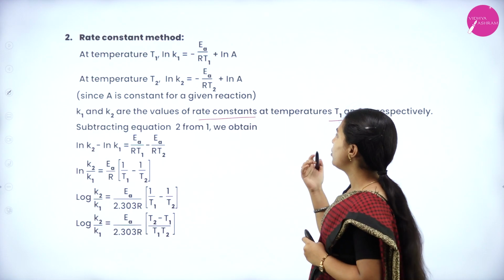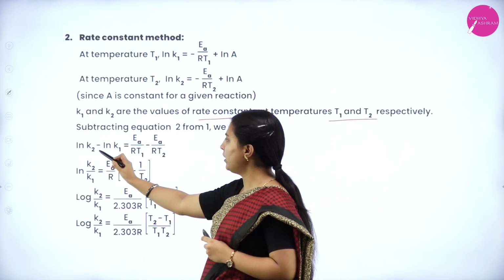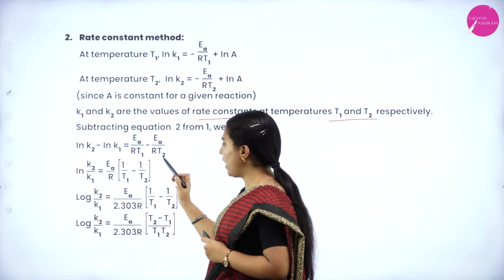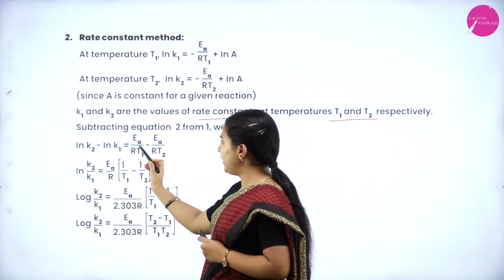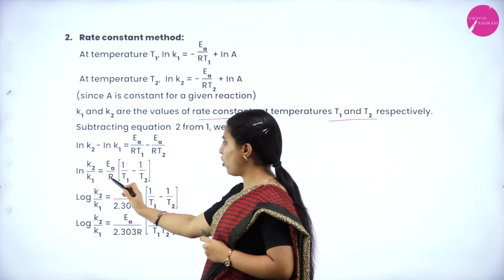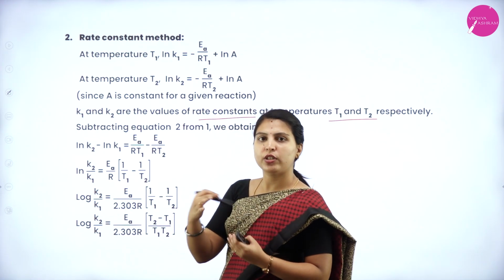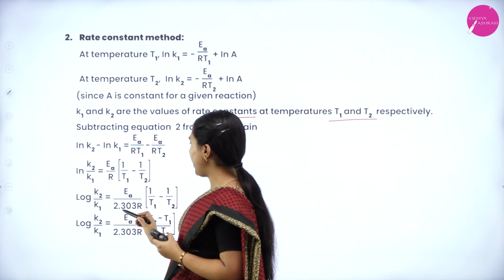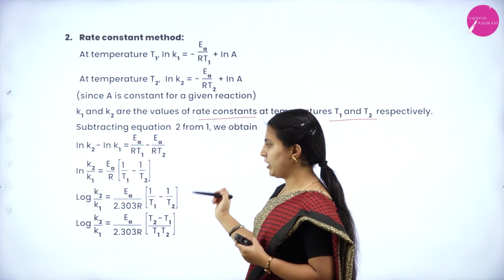Subtracting equation 1 from 2, we obtain ln K2 minus ln K1 equals Ea by R into 1 by T1 minus 1 by T2. Taking Ea by R as common, after substitution we get ln K2 by K1 equals Ea by R into (1 by T1 minus 1 by T2). Converting ln to log, log K2 by K1 equals Ea by 2.303 R into (1 by T1 minus 1 by T2).